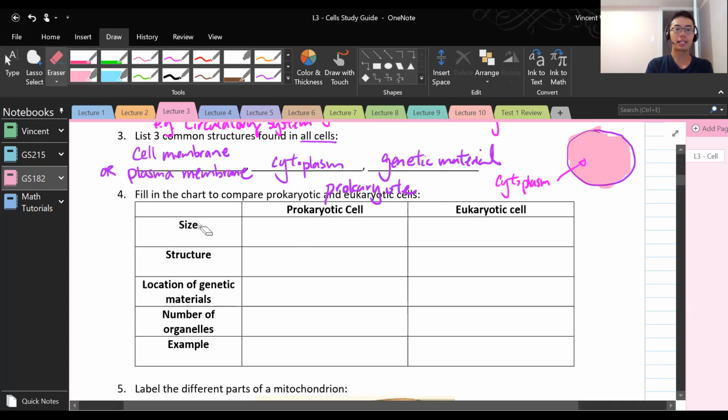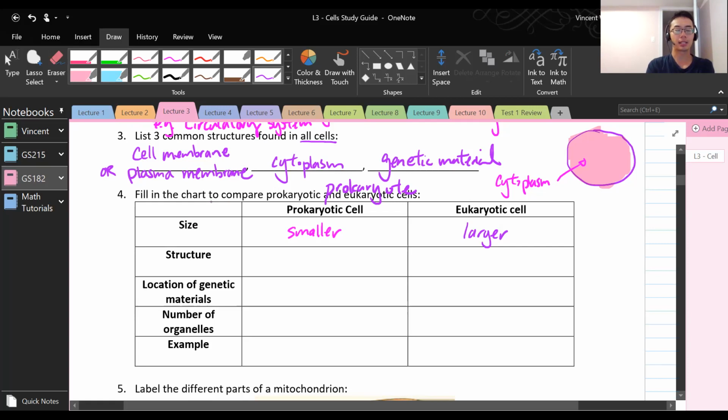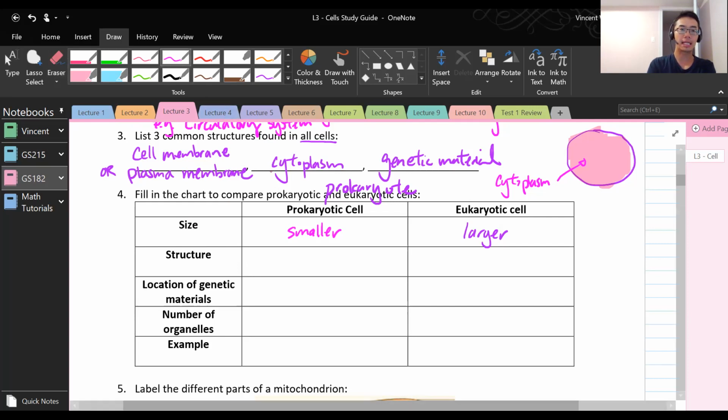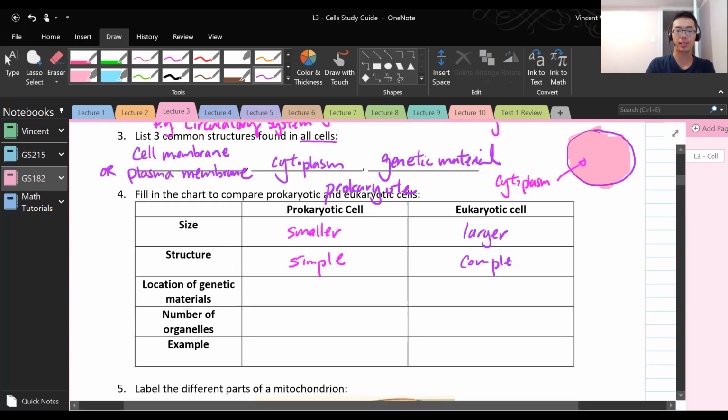So comparing the two, in terms of size, the prokaryotes are a lot smaller compared to the larger eukaryotic cells. Eukaryotic cells are so big compared to the prokaryotes that sometimes the prokaryotes can go inside the eukaryotic cells and live inside them, cause all kinds of havoc, and that's not a good thing, of course, for the host. The structure found in prokaryotic cells is quite simple, whereas for the eukaryotic cells it is complex.